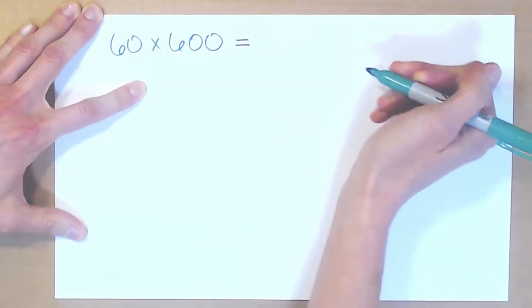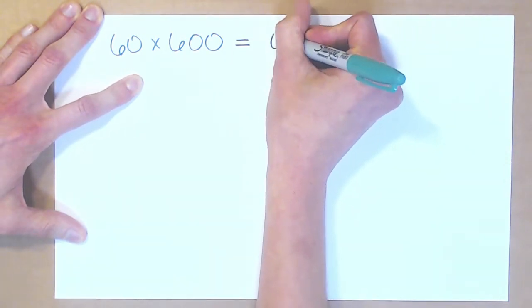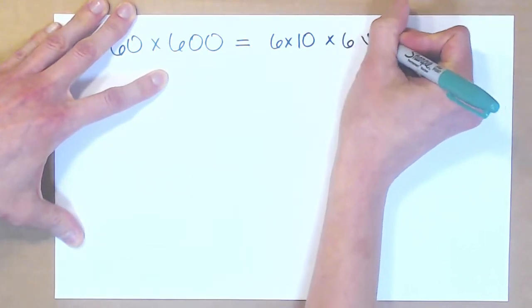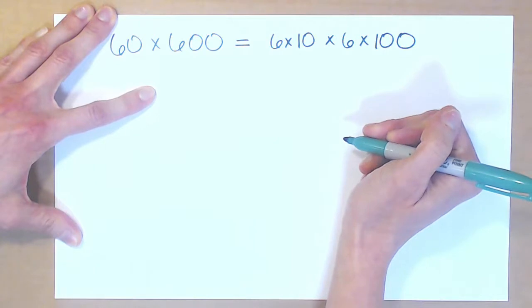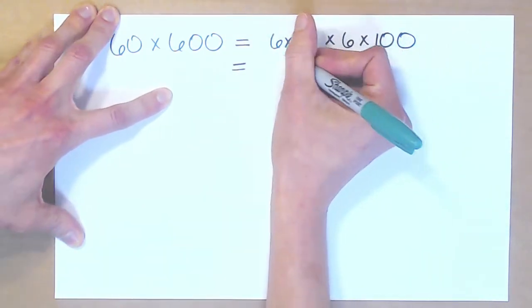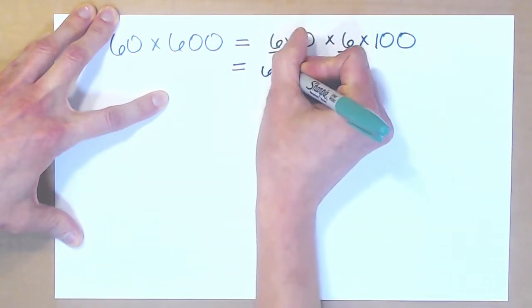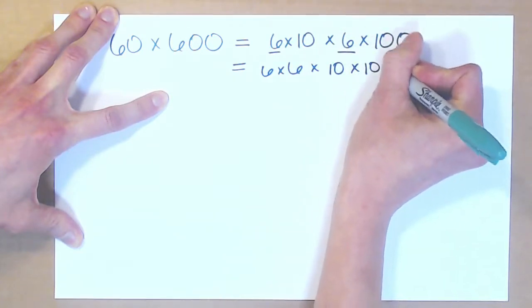So for these problems, you want to think about this as 60 is really 6 times 10, and 600 is 6 times 100. So we're multiplying 6 times 10 times 6 times 100. And we know that we can multiply numbers in different orders. So we'll take the 6 times the 6 first, and then we'll take the 10 times 100.